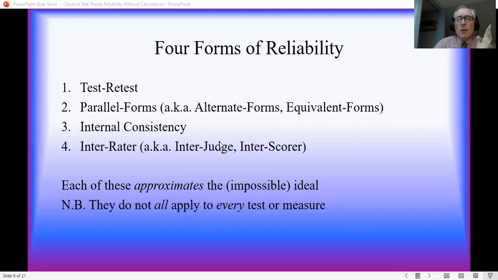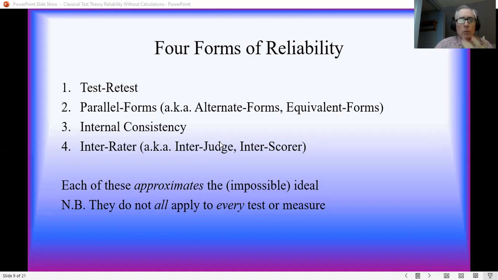So how do we estimate reliability? We actually have 4 ways, of which probably the latter 2 are the most widely used, but for very different purposes. I do want to emphasize that each of these is only an approximation, and also that no one of them applies to every kind of test or measure.